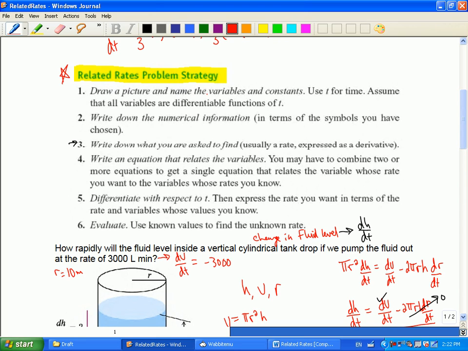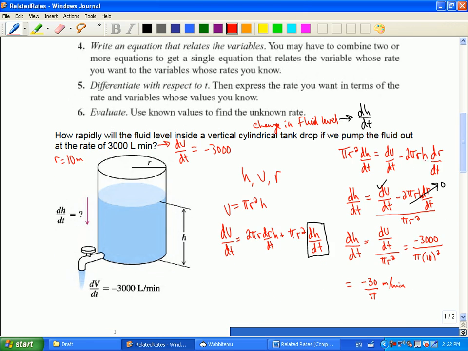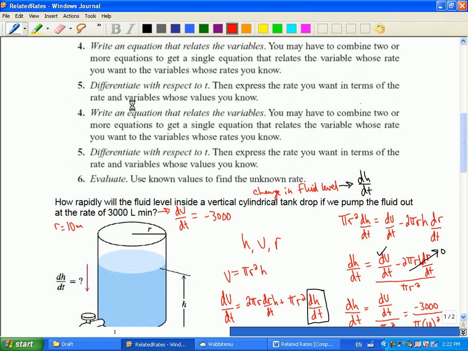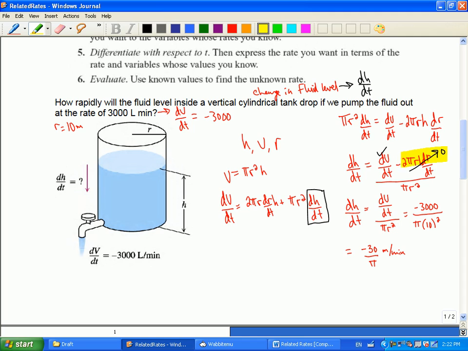Is to name the variables and constants. So one strategy, before you're about to differentiate, is to see if what you're about to differentiate makes sense. We did this one right here earlier, and remember we found out later, oh yeah, look at this, we didn't need to do all of that because it canceled out.